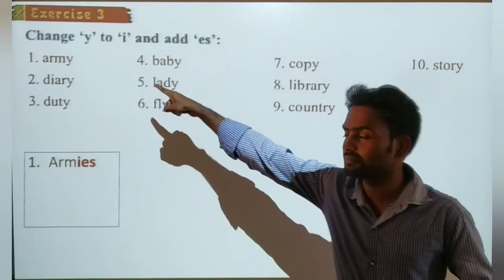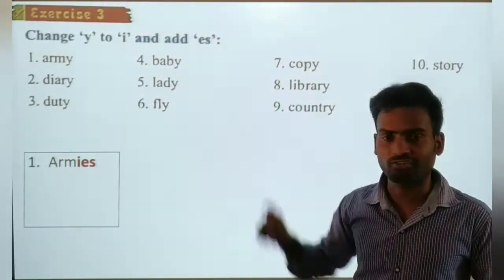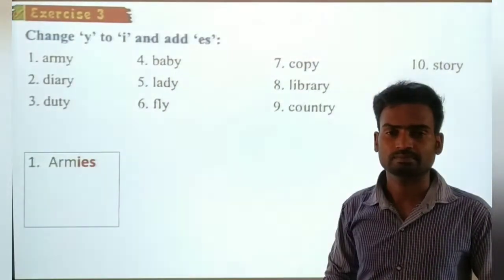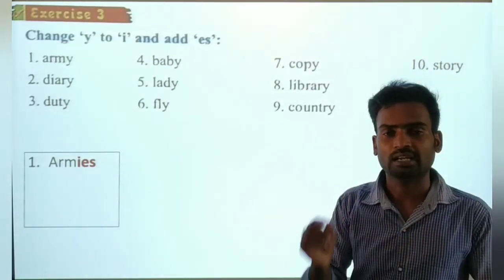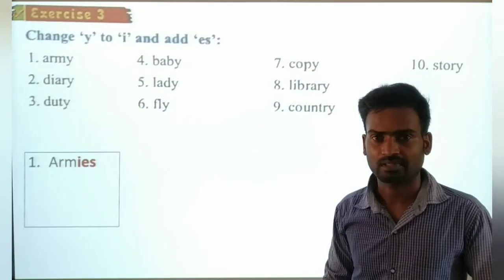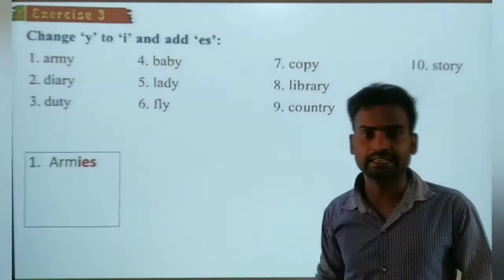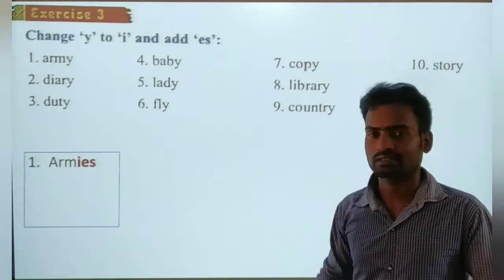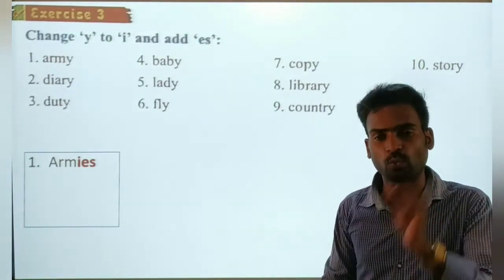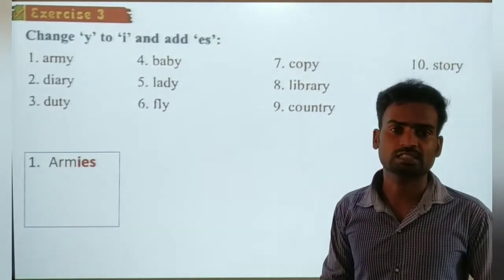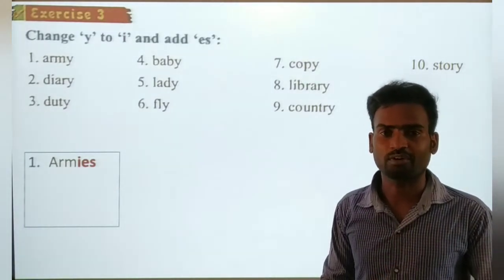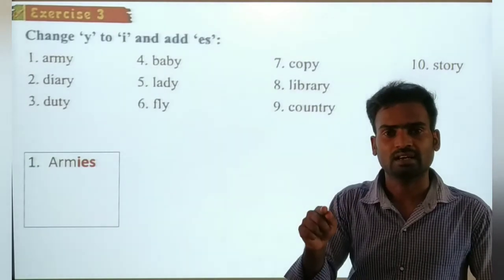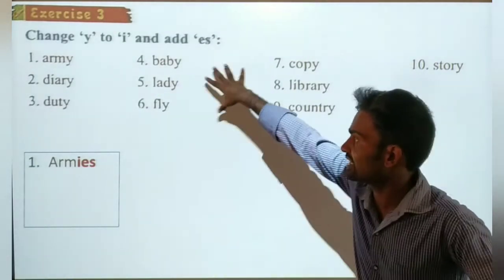See here, army, it is in singular form, noun, singular form. So what I have done here, I have removed y, and instead of y, I have added i-e-s. Simply, if a noun ends with y, remove y, then add ies. So it becomes plural form. It's very simple. When a word ends with y, remove y and add ies to make a plural form.